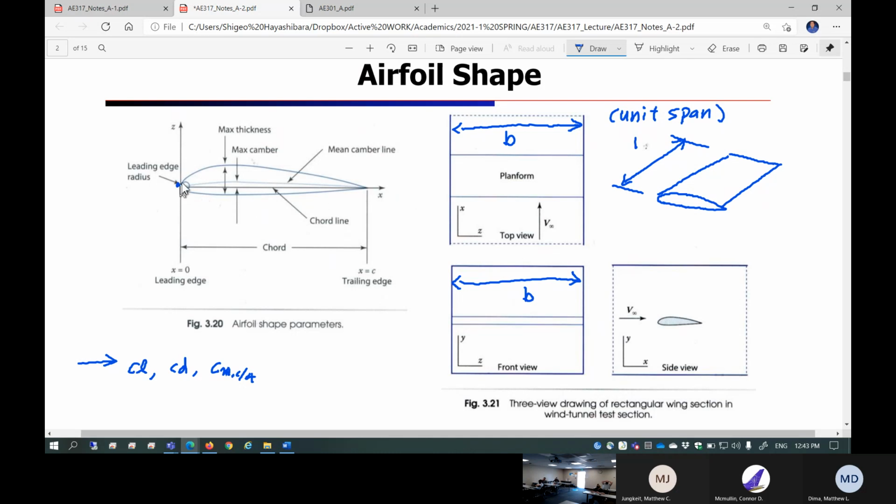Leading edge usually comes with a leading edge radius. And if you draw a straight line from leading edge to trailing edge, it's called the chord line. And the length of that is the chord length. Of course, you know that. Chord length is C, right?